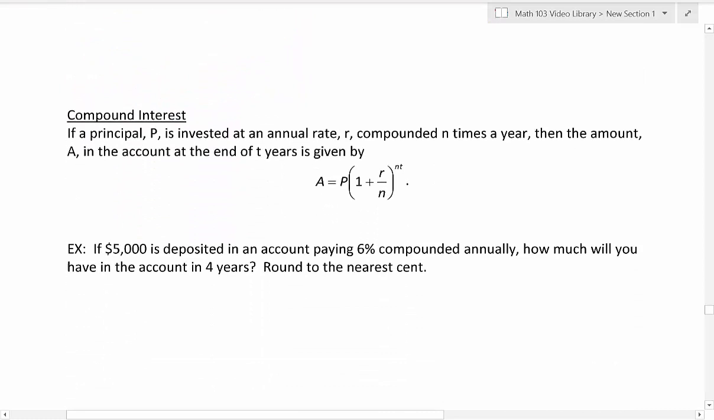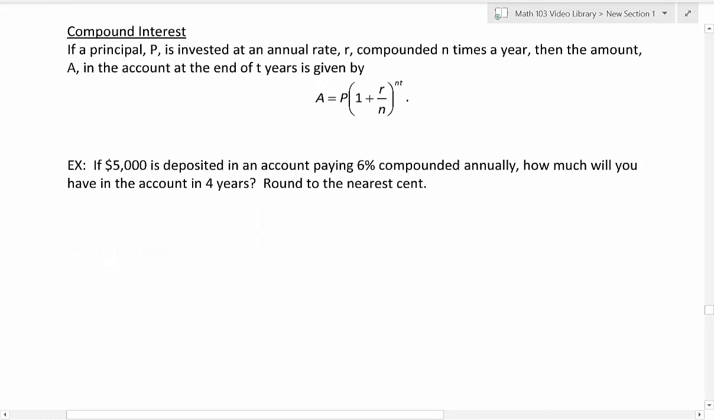Our next example is about calculating compound interest. If a principal P is invested at an annual rate R, compounded n times a year, then the amount A in the account at the end of t years is given by the equation A equals P times the quantity 1 plus R divided by n raised to the n times t power. Again, we're given the formula. We're going to get information from our word problem, plug it into our formula, type it into our calculator.